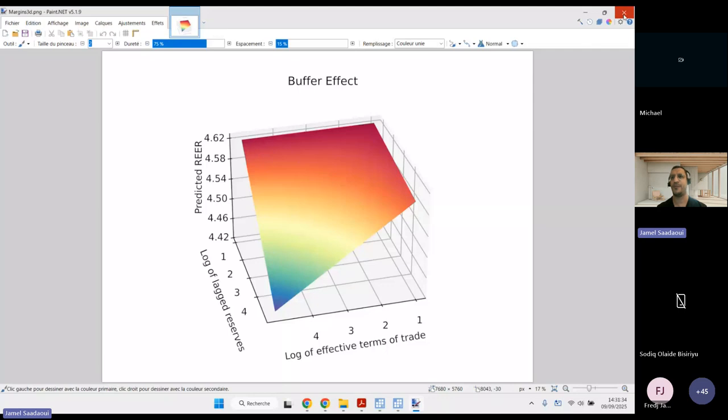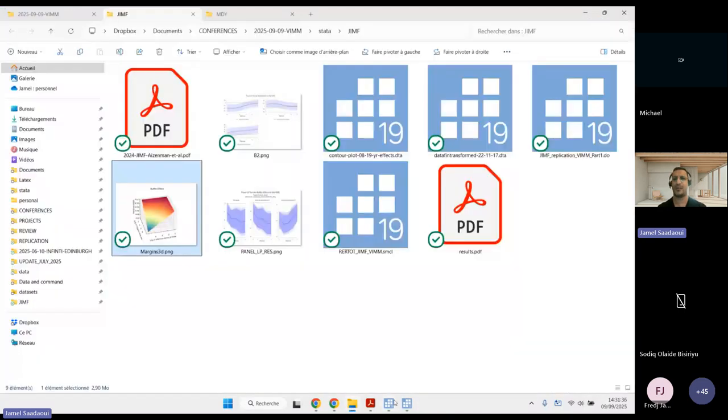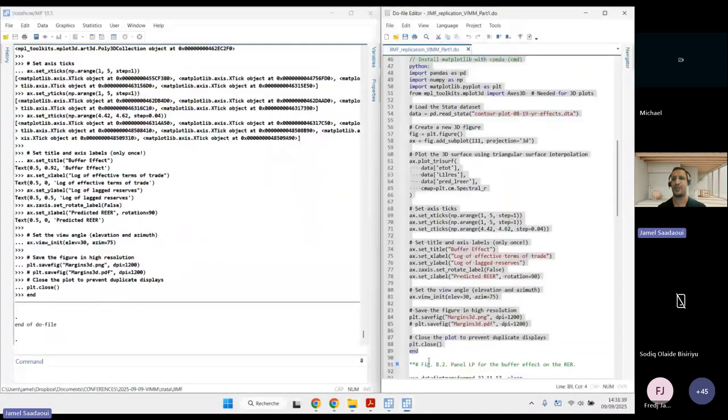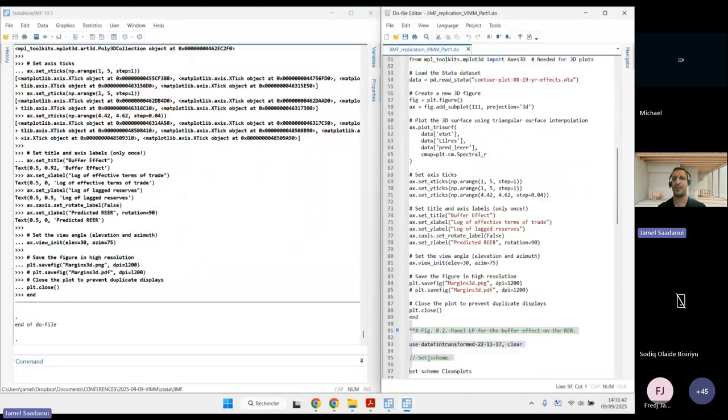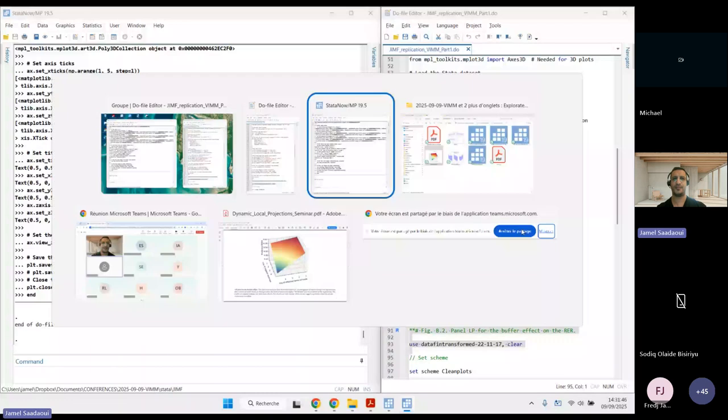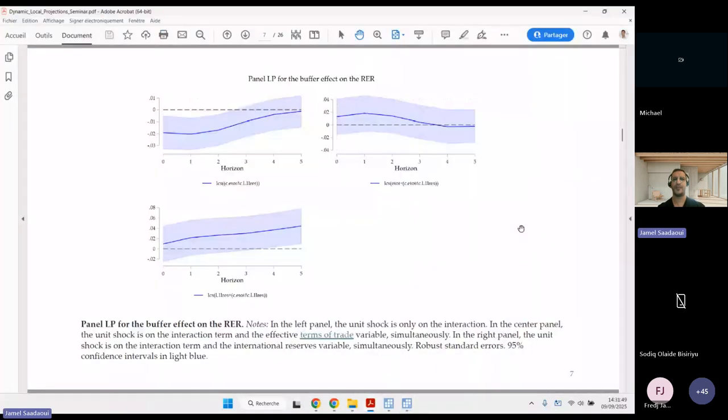Okay, I stop here because now we are going to see some local projection, and we are going to go into local projection for the rest of the seminar. So if I go back to the presentation, we are now going to see the equation that you just saw in a panel two fixed effect model, but using local projection. But there is something that you need to ensure: you have to ensure that this buffer effect is truly coming from your interaction term.